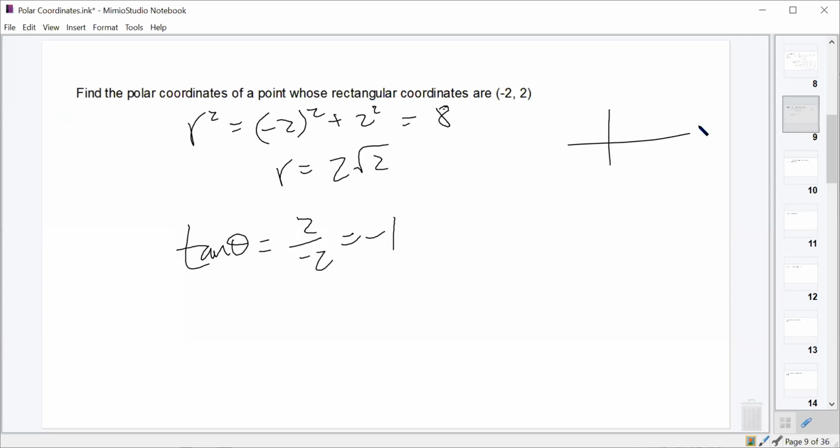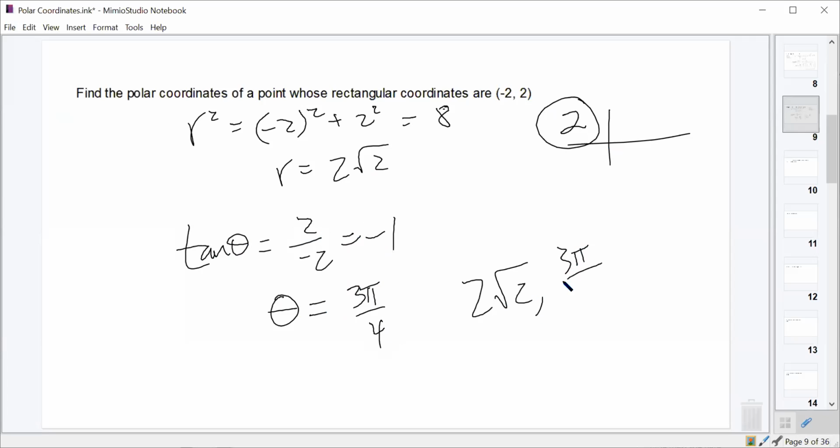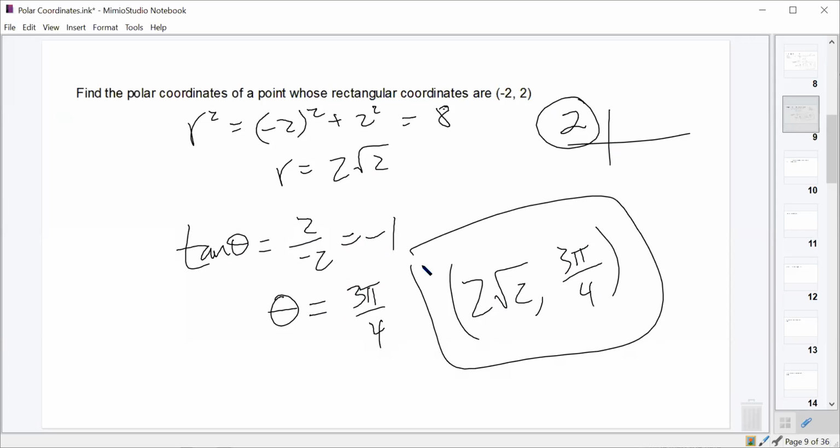And what quadrant were we looking at here? -2, 2. Second quadrant again, huh? All right, so we're looking for the second quadrant angle where tangent is equal to -1. What's that theta value? 3 pi over 4. So our point should be 2 root 2, comma 3 pi over 4. Good or no? Good. All right.